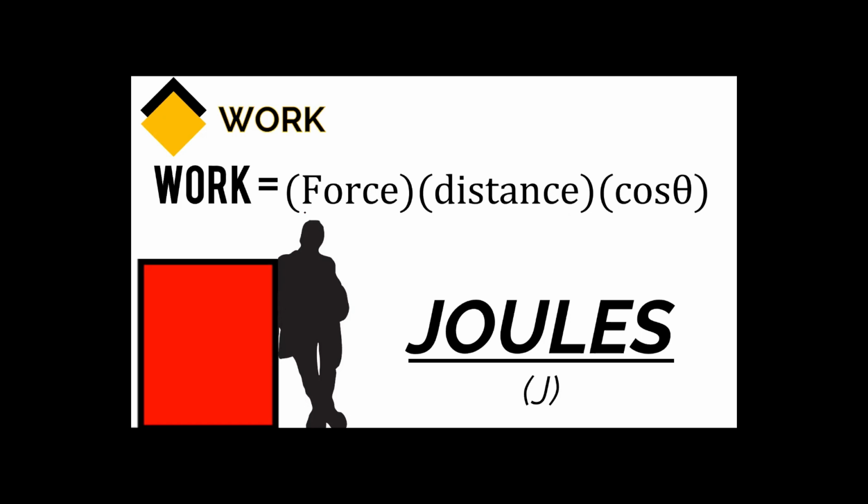So force, which is in Newton, is the force applied to the object. The distance, which is in meter, is the total distance covered while applying work. And cosine theta is the angle of inclination of the surface, or the angle of inclination of the medium used.